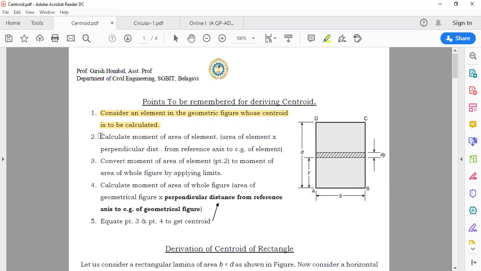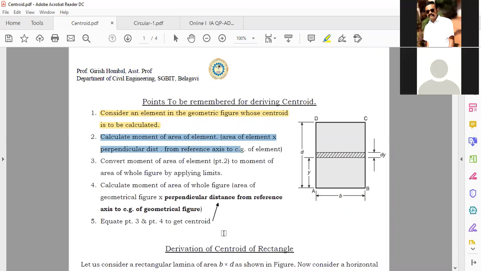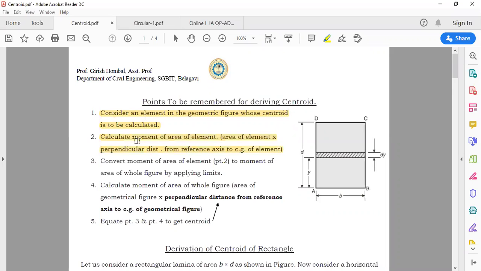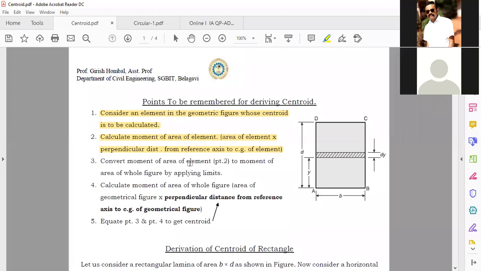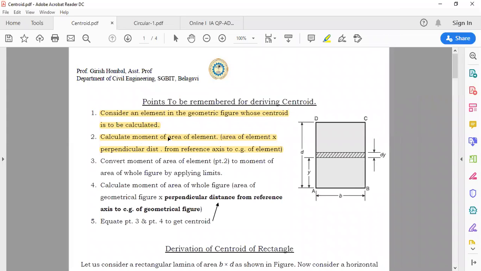Next is you're supposed to calculate the moment of area of that element. Now we all have studied what is moment of force. Moment of force is nothing but force into perpendicular distance. Likewise, moment of area of an element is nothing but area of element into perpendicular distance. From where to where? It is from reference axis to CG of element. So you are going to calculate the moment of area of element.